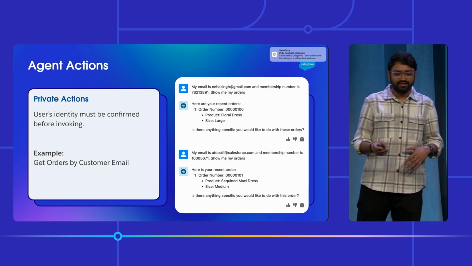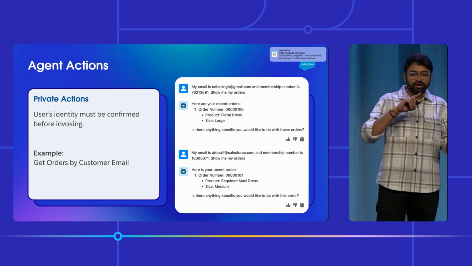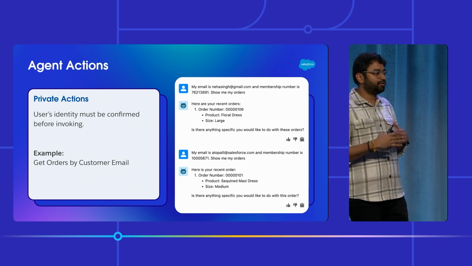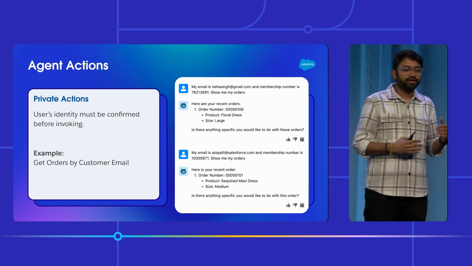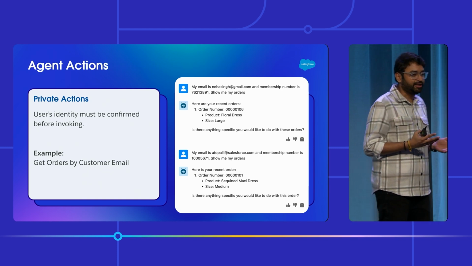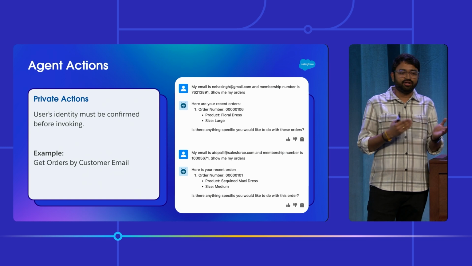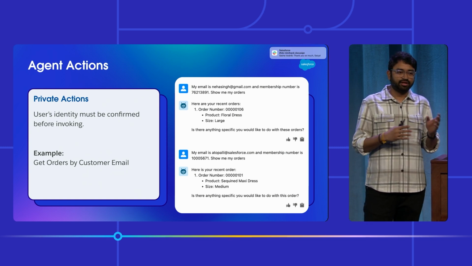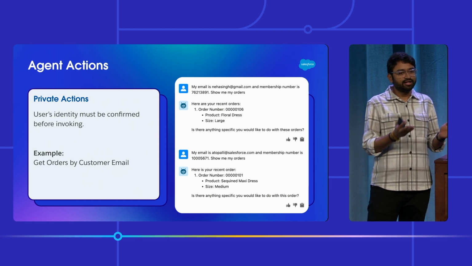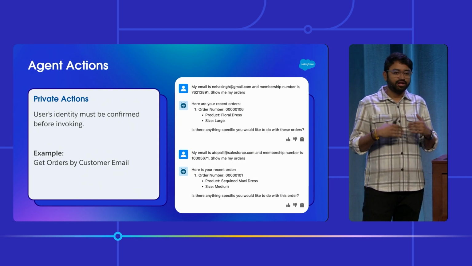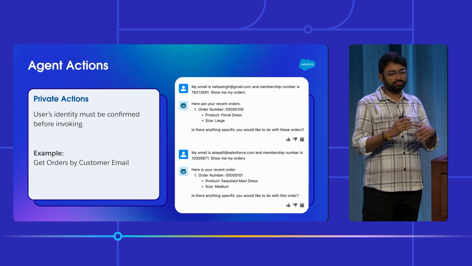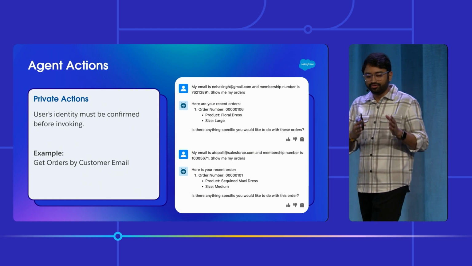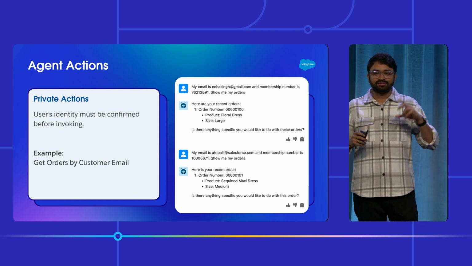Now, what you also have is private actions. Contrasting to public actions, you first need to validate who the customer is before even invoking this action. Why do you need to do that? It's for security purposes. Let's say I have an action that returns a list of orders. If I ask, give me the orders, it's going to ask of whom. I'll say my email address, and it gives me my orders. Now, if I know your email address and I give it, I'll get your orders as well, which is a major security flaw. So private actions need to be dealt with in a slightly different way.